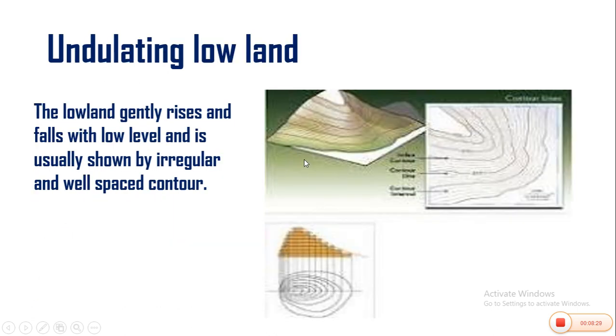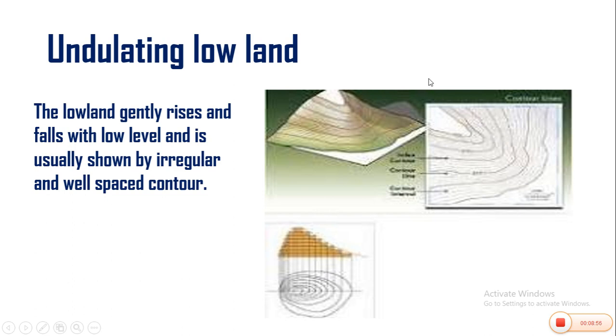Then the next one is undulating lowland. For an undulating lowland, the lowland gently rises and falls with low level, and is usually shown by irregular or wave-spaced contours. For the undulating line, the lines look like a wave. Look at how an undulating lowland is represented on a topographical map. It's usually shown by irregular or wave-spaced contour. And you see how it is looking.